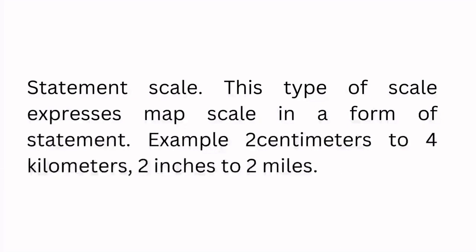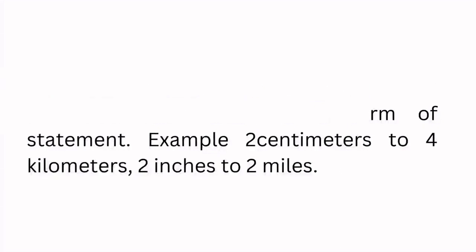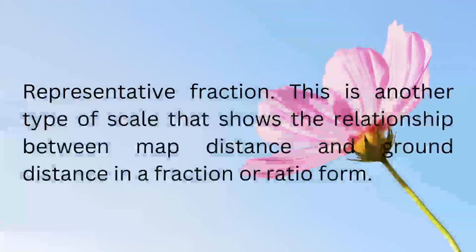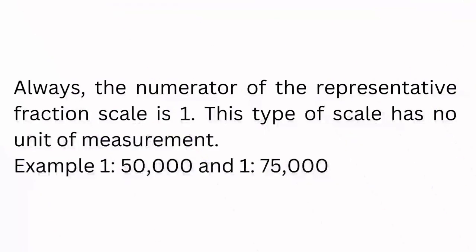The next type of scale we are talking about is representative fraction scale. This is another type of scale that shows the relationship between map distance and ground distance in a fraction or ratio form. Always the numerator of the representative fraction scale is 1. This type of scale has no unit of measurement. So example, 1 is to 50,000, 1 is to 75,000.